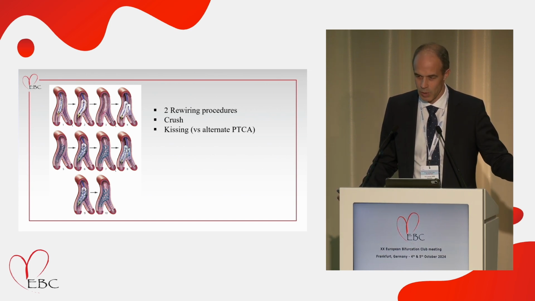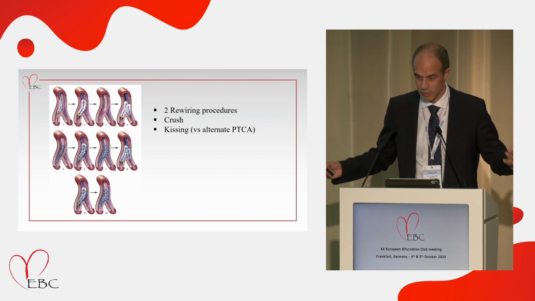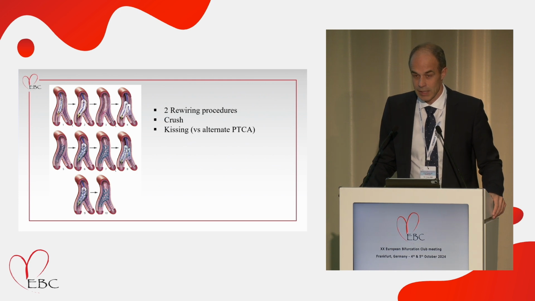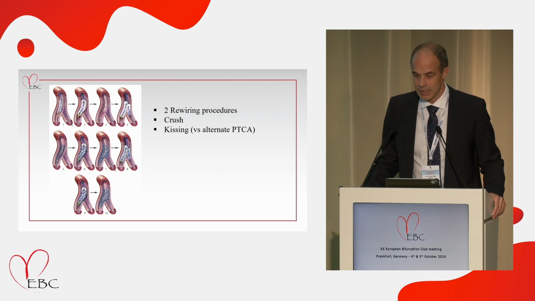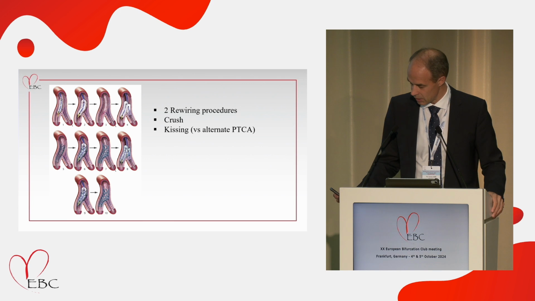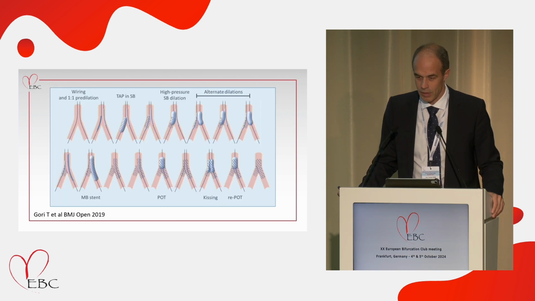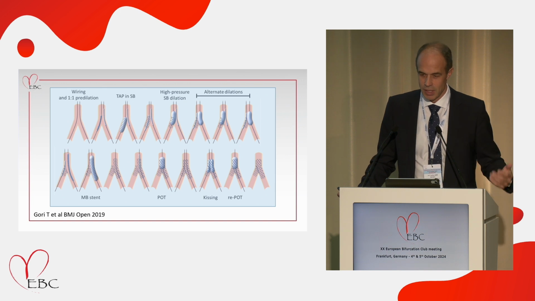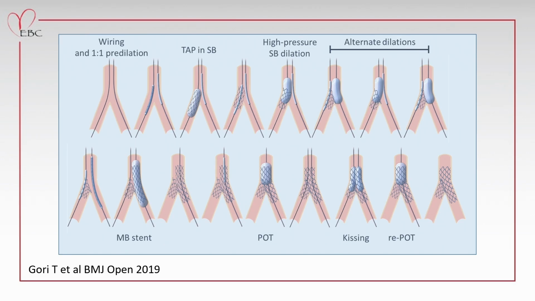So you will need 2 rewiring procedures. You will need a crush causing struts to potentially float into the lumen. And then you will need a kissing as compared to alternate PTCA of the 2 branches, thus limiting the possibility of properly expanding the 2 ostia of the vessels. So I came up with this idea of applying the concept of TAP protrusion in a reverse way, and from that the name of the technique that I used at the beginning. And this is the technique that I compared in this randomized trial with the traditional DK crush.